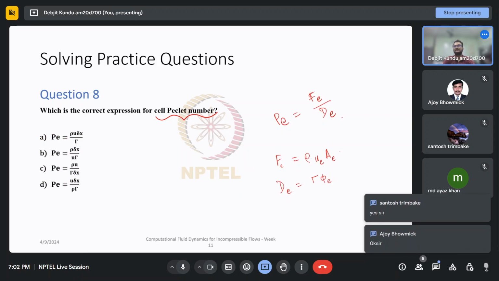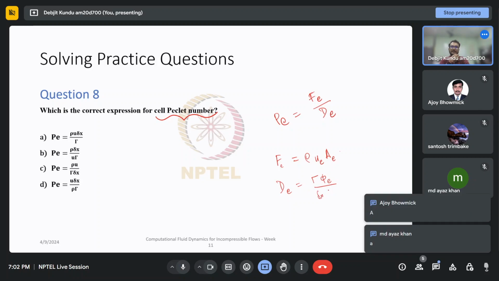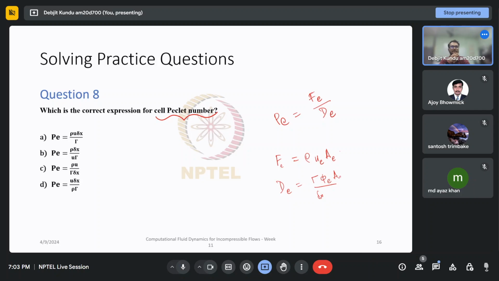All right. So back to our questions. Sorry about that glitch. There was a power cut here. Anyway, so the Peclet number is the ratio of this Fe and De, and I've written down Fe and De for you almost. So gamma by this into delta x into A e. No, sorry, A e would be up here. Gamma into A e by delta x. That's it.